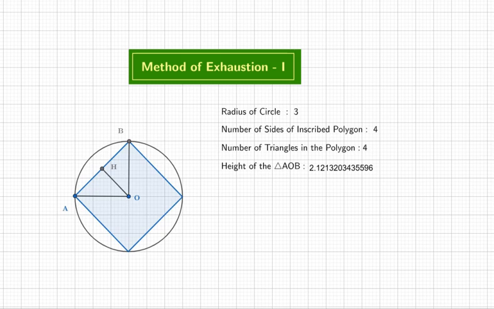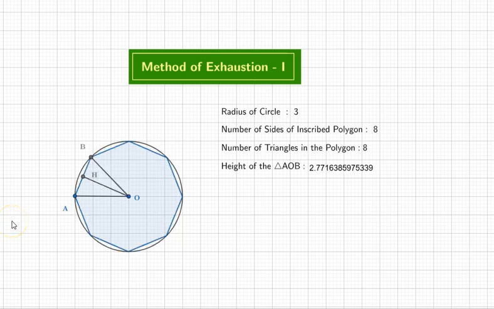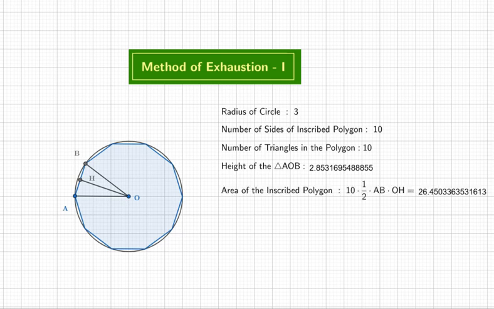So to improve his area of the circle, he increased the number of sides of the polygon. So let's say with 6 sides, what happens? The polygon gets much closer to the circle. Again, he increased the number of sides. He again increased it. So now what happens, as we are doing this, the area gets closer and closer to the area of the circle. So the area of the inscribed polygon is equal to 26.45 and so on.